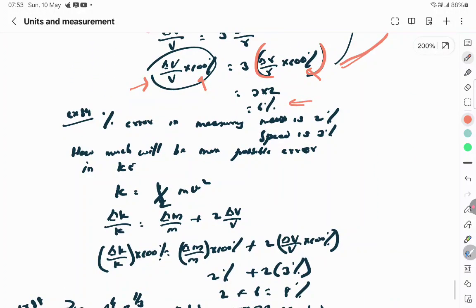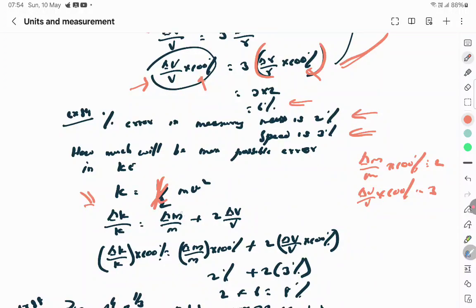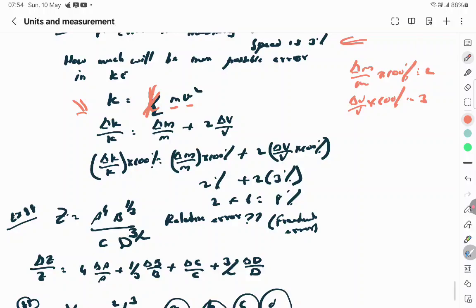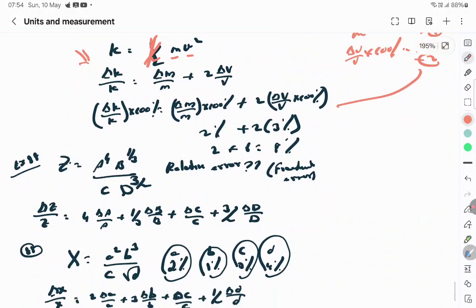The percentage error in measuring the mass is 2% and speed is 3%, which means delta M by M into 100 itself is 2, and delta V by V into 100% itself is 3. Kinetic energy's formula is half mv square. Half can be ignored. It's not going to contribute to any error. So the fractional error delta K by K is equal to delta M by M plus 2 times delta V by V, and multiply throughout by 100%. Substitute the values in the first equation and the second equation, and here you get the total percentage error.